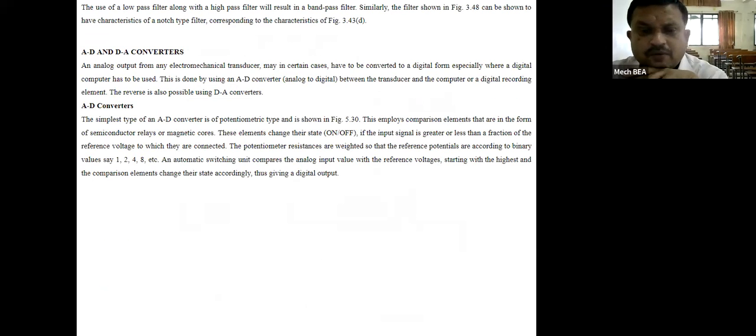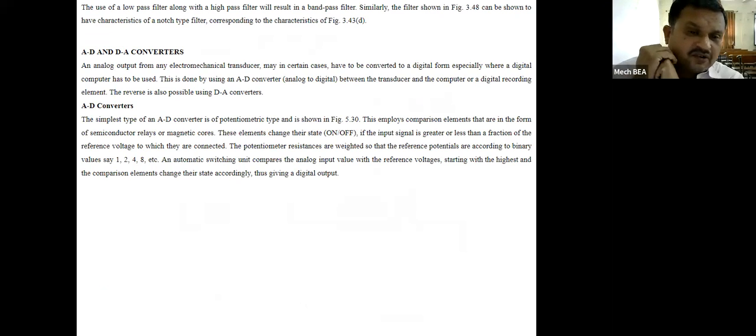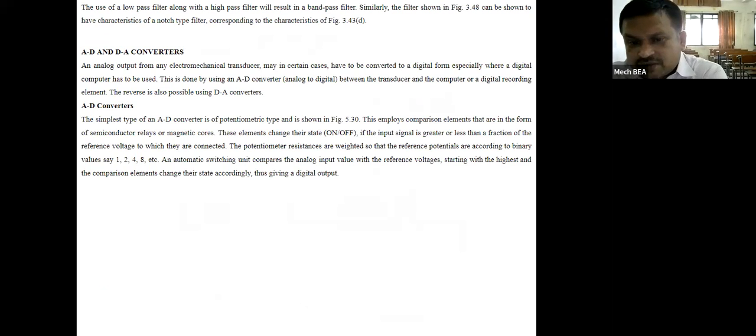Okay, the simplest form of an A to D converter is of potentiometric type and is shown in figure 5.30. This employs comparison elements that are in the form of semiconductor relays or magnetic cores. These elements change their state on or off if the input signal is greater than or less than a fraction of the reference voltage to which they are connected. The potentiometer resistances are weighted so that the reference potentials are according to binary values 1, 2, 4, 8, etc.